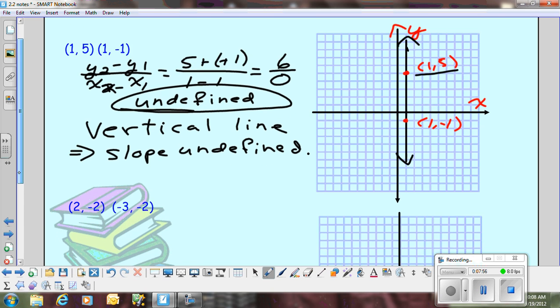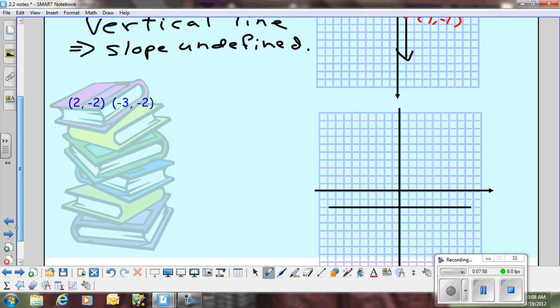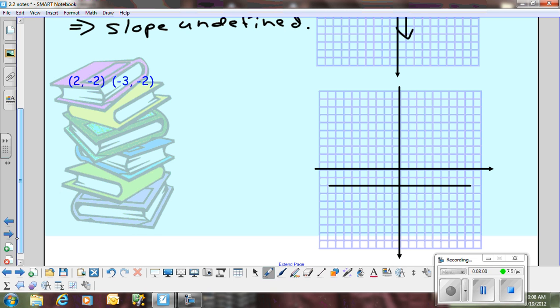Okay? Next one. Let's plot the 2 points. I'm just going to leave my line there. I've got (2, -2), and I've got the point (-3, -2).